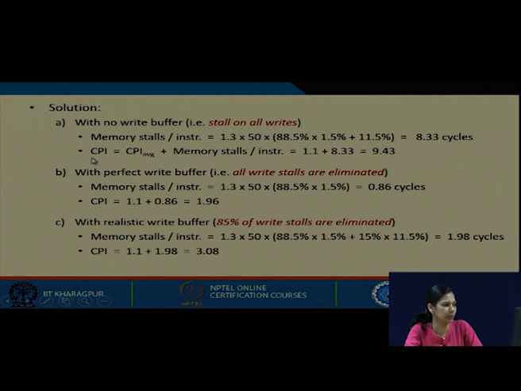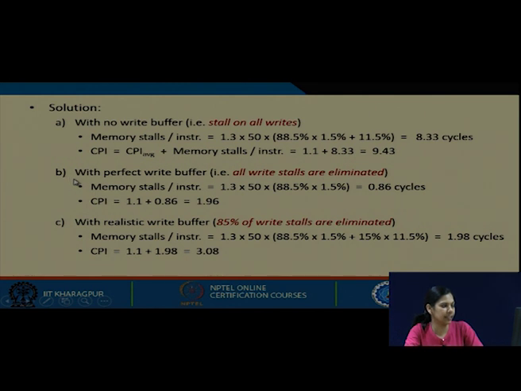So, what will be the CPI? CPI will be the average CPI plus we have to consider this memory stalls CPI. So, this memory stalls per instruction is 8.33 that we have calculated. So, the total CPI will come down, when we have no write buffer, to 9.43, when we are using the write through policy with no write allocate.